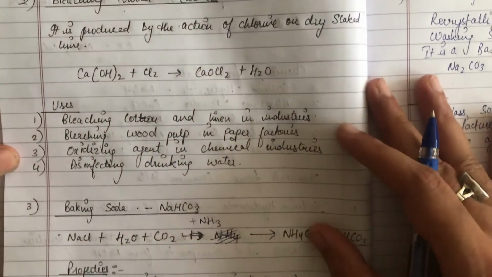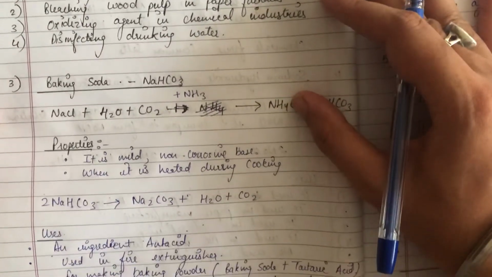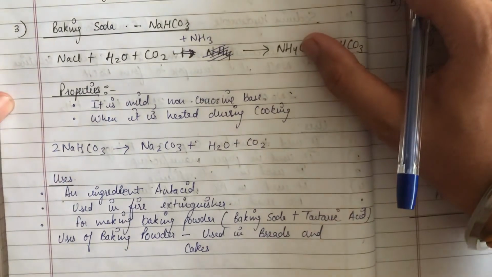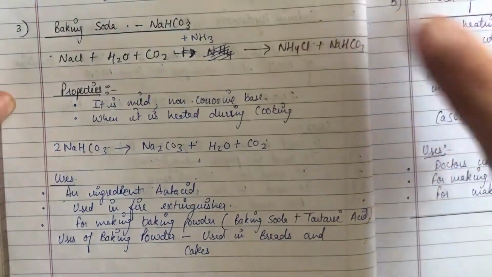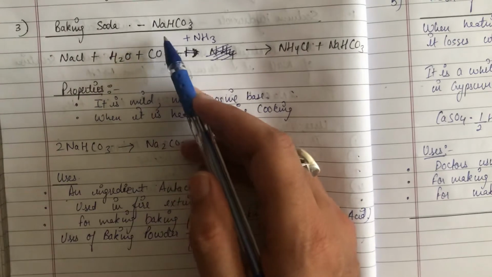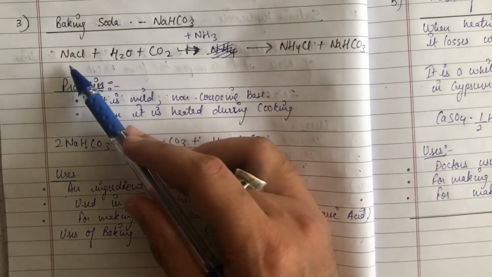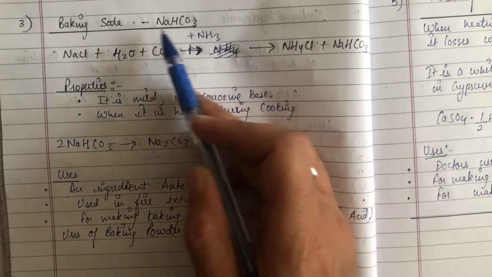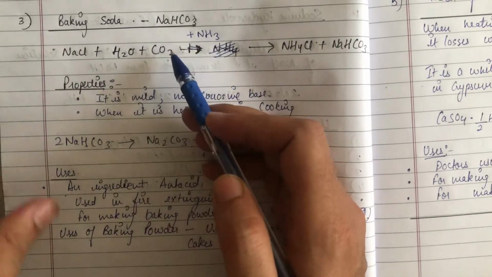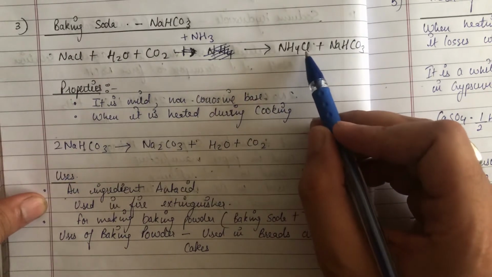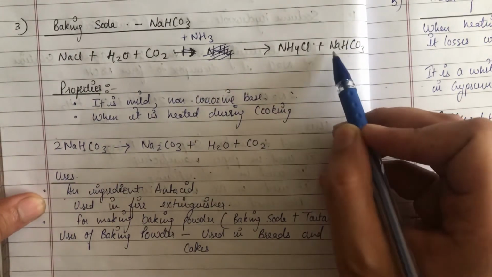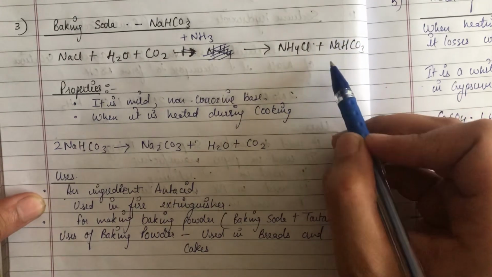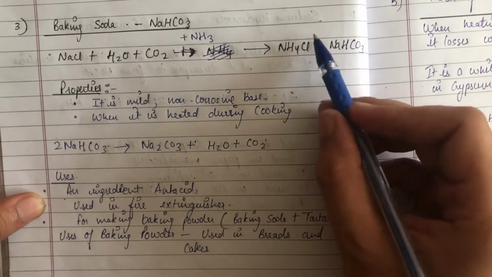Now we'll talk about baking soda. The formula is NaHCO3. When NaCl plus water plus CO2 plus ammonia react, they form ammonium chloride, NH4Cl, plus sodium bicarbonate, NaHCO3. So NaHCO3 is baking soda.